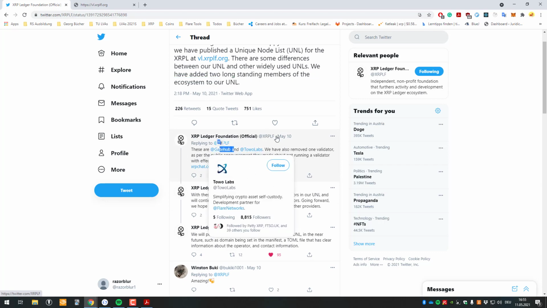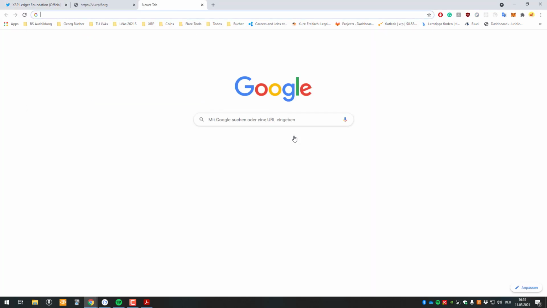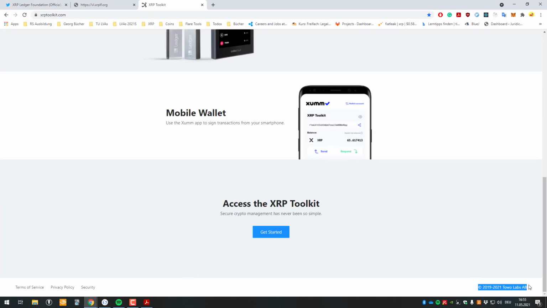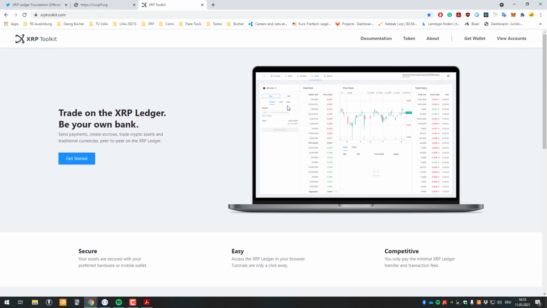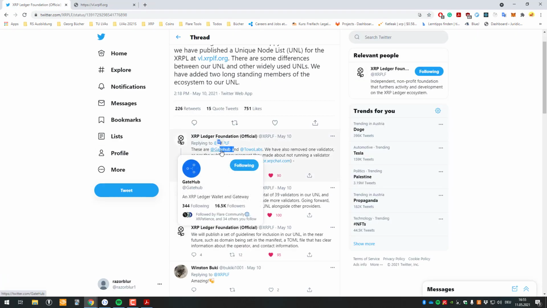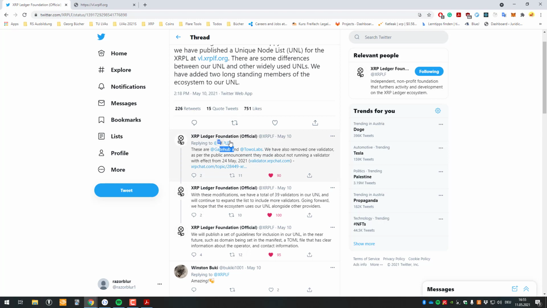By the way, if you don't know who Tovo Labs are, they were doing the XRPL toolkit. So you can see down there, that's Tovo Labs. They also made the XRP toolkit. And GateHub is an exchange, also supporting sending GateHub euro and US dollar IOUs.